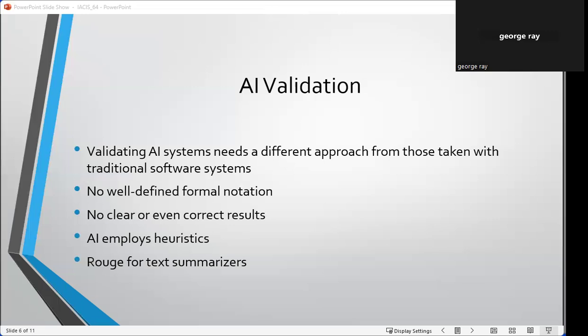Rouge is a tool that calculates the recall, precision, and F measure of a generated summary compared to a reference summary. Recall is the proportion of words in the reference summary that are also in the candidate summary, and precision is the proportion of words in the candidate summary that are also in the reference summary. F measure is a composite of the recall and precision factors.